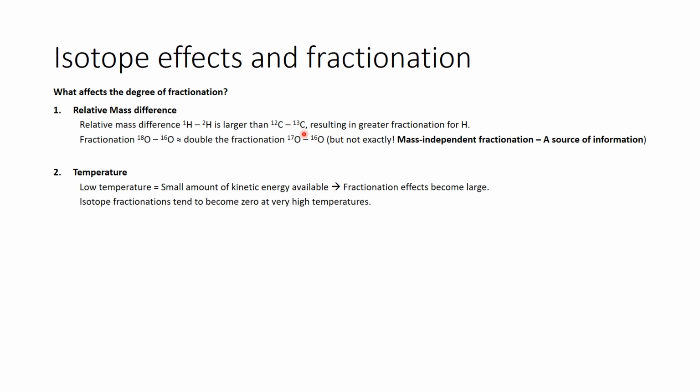At low temperature, we have a small amount of kinetic energy available, which means that fractionation effects become large. So isotope fractionations tend to become zero at very high temperatures.